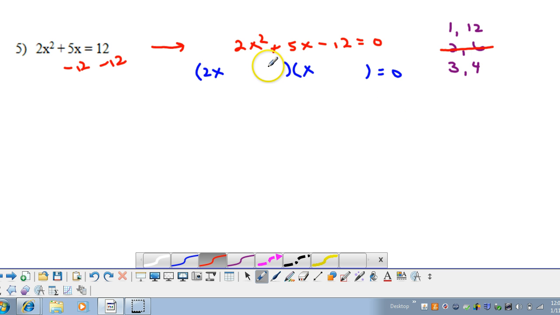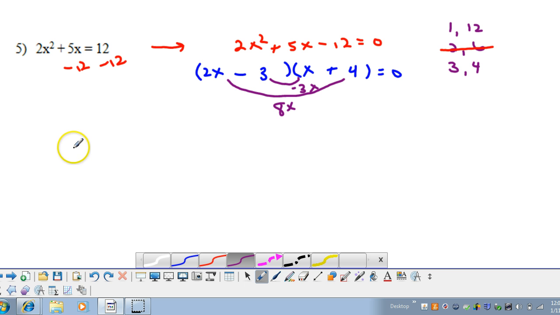But I don't want to put the 4 here with the 2 because once again there would have been a factor of 2 I could have pulled out. Let's put the 3 with the 2 and the 4 here. And let's try a plus 4 and a minus 3. Let's just double check our middle term. 2x times 4 would give us 8x. Here we'd have negative 3x, and when we combine those we would get positive 5x.